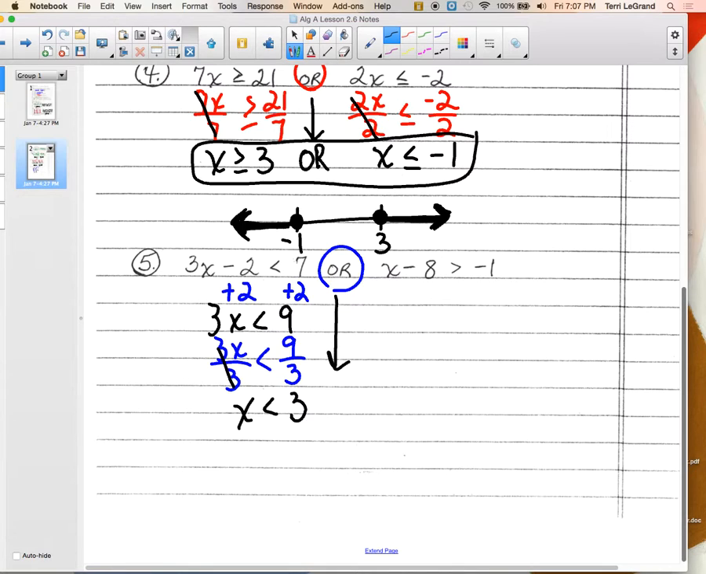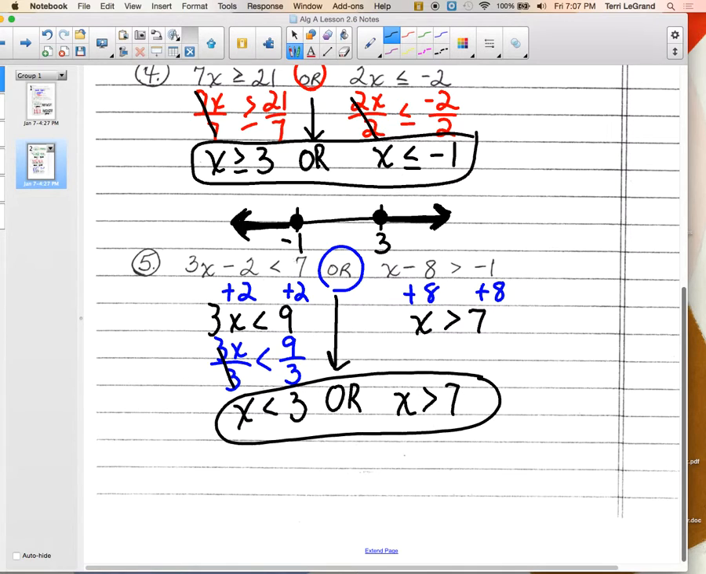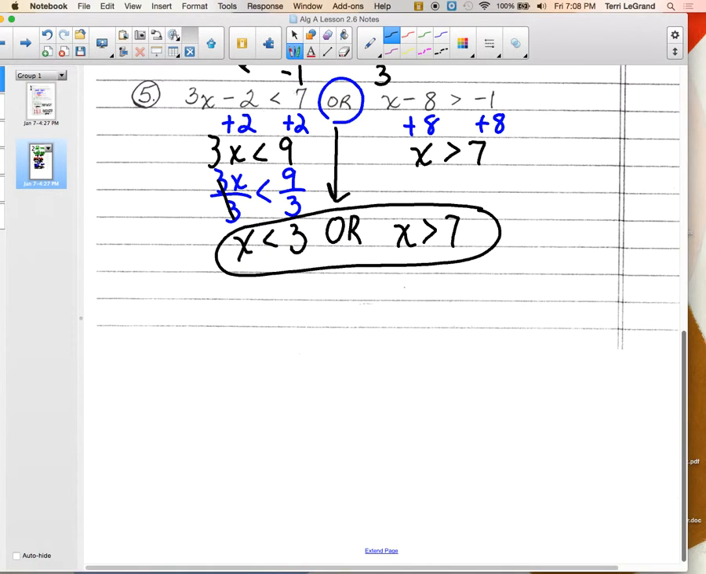Remember, we can't forget to bring down that word OR. And now we'll go solve our other one. X minus 8, we just need to add 8 to both sides. And x is by itself right away. X is greater than -1 plus 8. That is positive 7. But that's up higher than the other one, so I'm going to bring it down here to combine it with the other part of the solution. So our compound inequality solution is x is less than 3 or x is greater than 7.